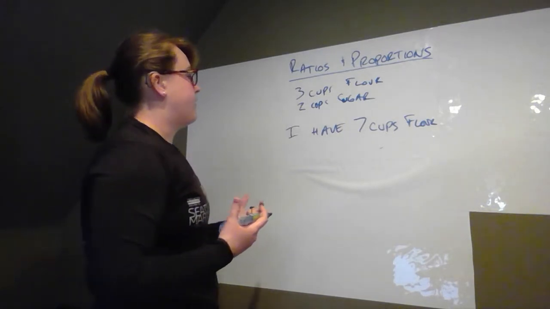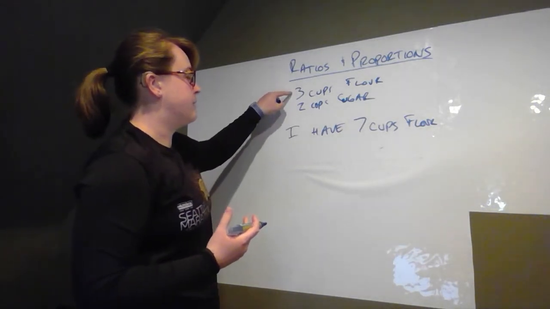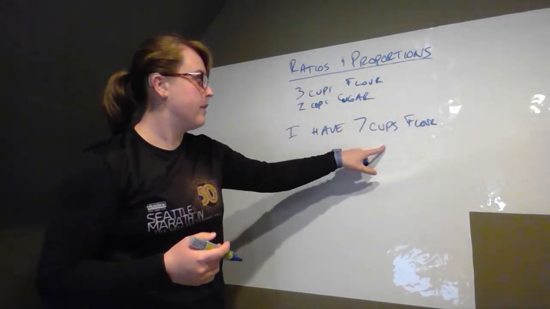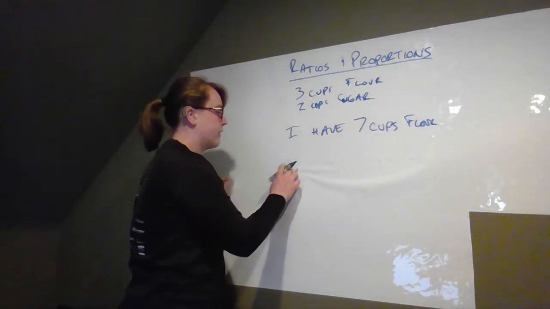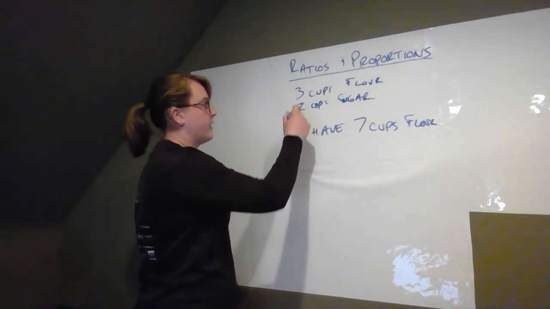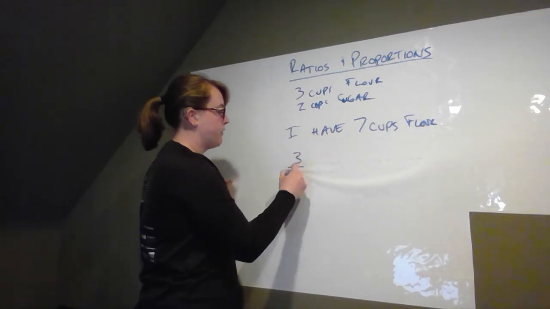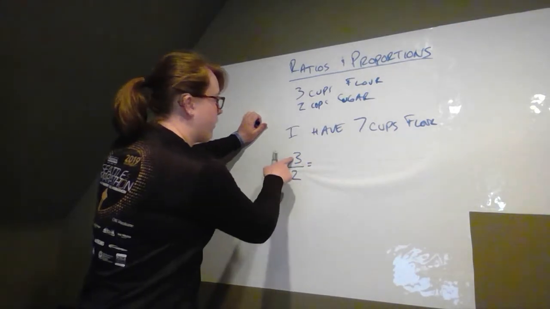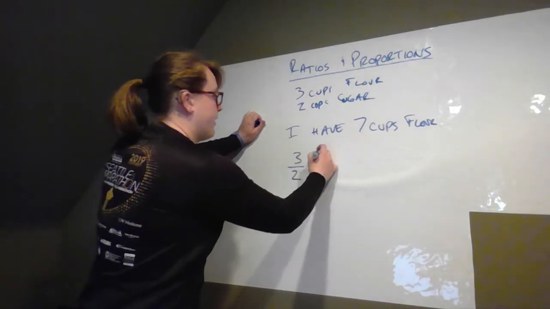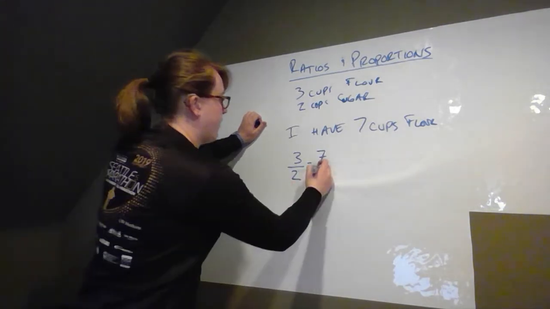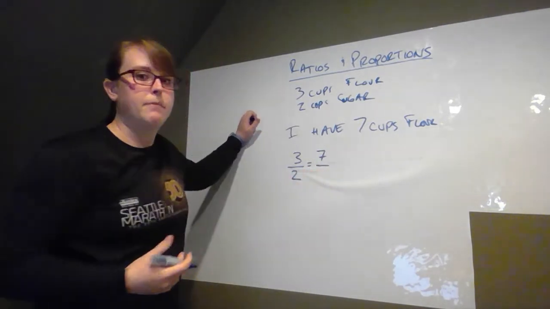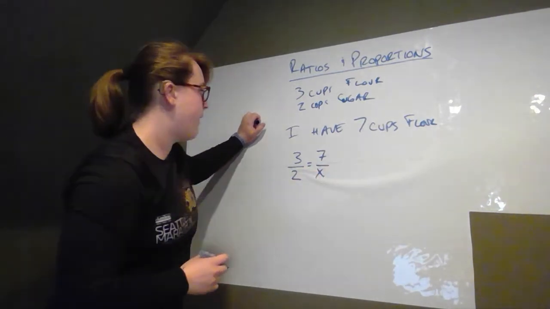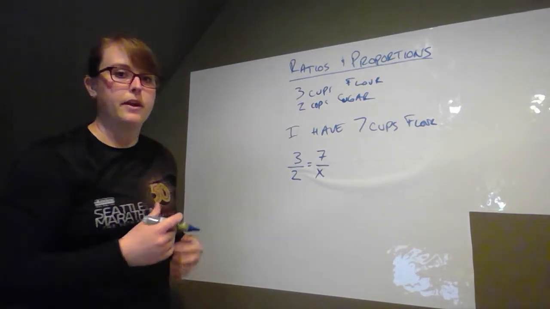Because off the top of my head, if I know it's 3 cups of flour to 2 cups of sugar, that's a little bit harder to figure out if I know I want to use 7 cups. So here we go. I've got my 3 cups flour, 2 cups of sugar. I'm going to use the fraction form of that ratio. And then remember, I have flour on top here. So I'm going to put 7 cups of flour on the top of my second fraction. And then I don't know how many cups of sugar I'm going to use. That's what we're trying to figure out, right? So I'm going to put just an X there. So now we've set up something called a proportion.